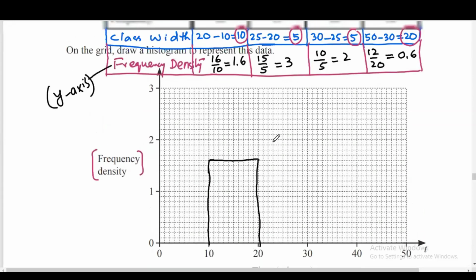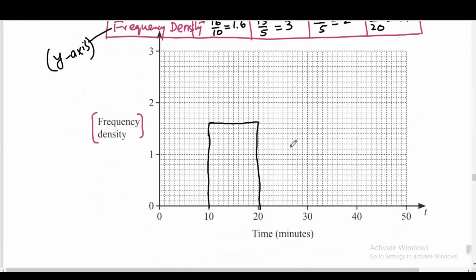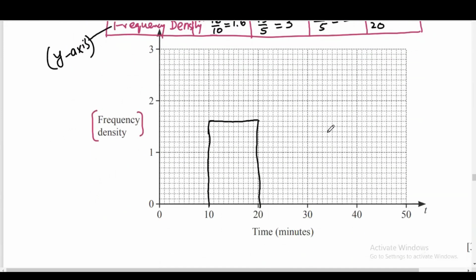Now, for the second class, 20 till 25, don't take frequency, take frequency density, because it is unequal class width data here. So for 20 till 25, I'm going to take 3 as the frequency density. Mark frequency density 3 here. So the height of the rectangle for this class is 3.